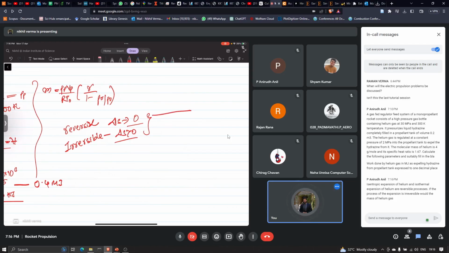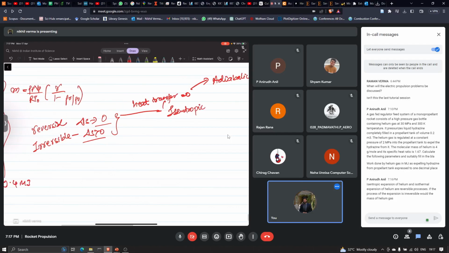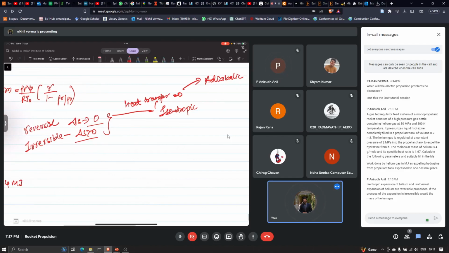Along with this, if the heat transfer is zero, it is known as an adiabatic system. And along with these two conditions, it is isentropic. So this is an adiabatic and isentropic process.